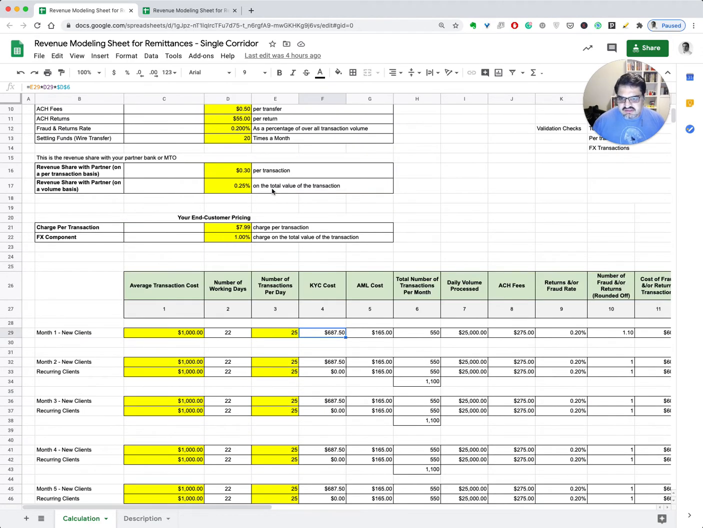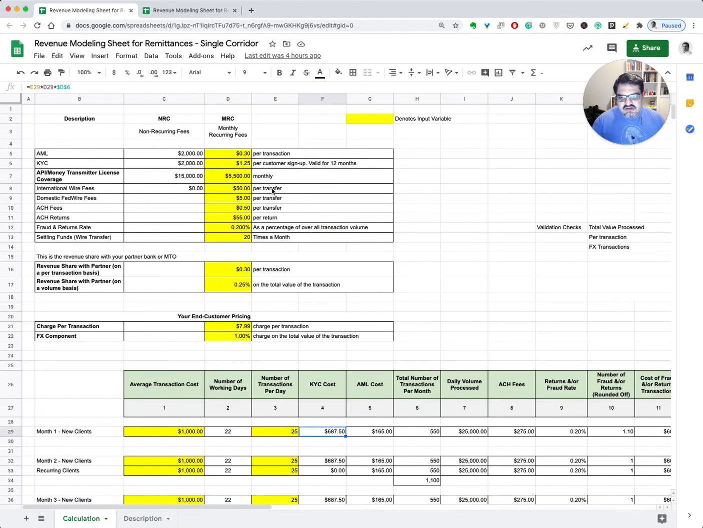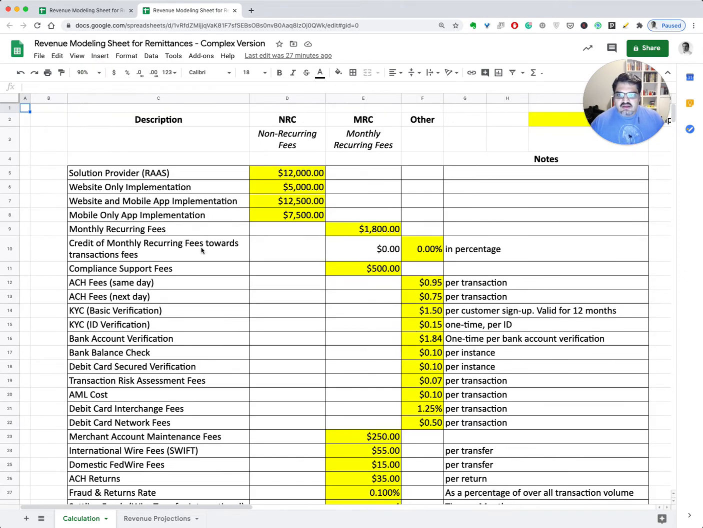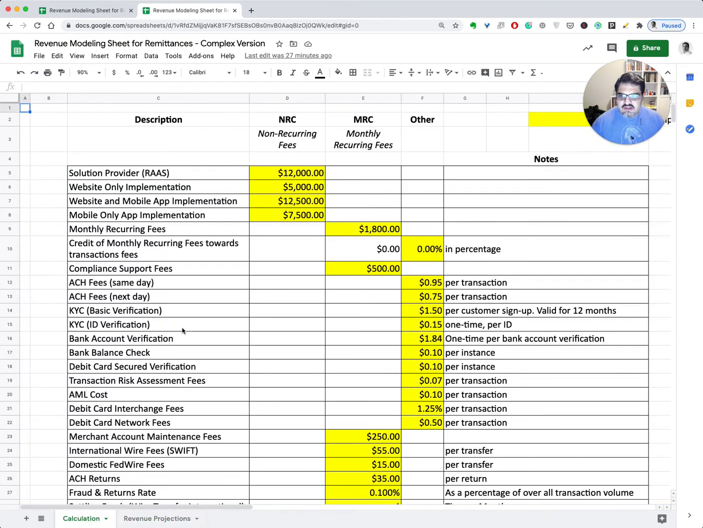And obviously everything that you see in the yellow over there are values entered by me. But like I said, this is a couple of years old and it was very simple. So then I made something slightly more complex. And this complex version I made today. It has two sheets over here. One is calculation and one is revenue projections. And we will discuss both very briefly.